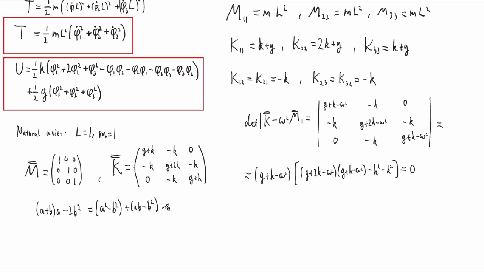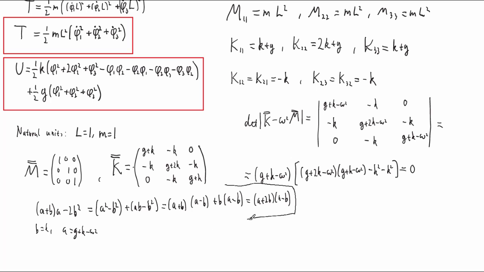You can rewrite that like this. So this is not something you have to memorize, but if you recognize this form in here, then you can see with B, of course, equal to K and A equal to G plus K minus omega squared.